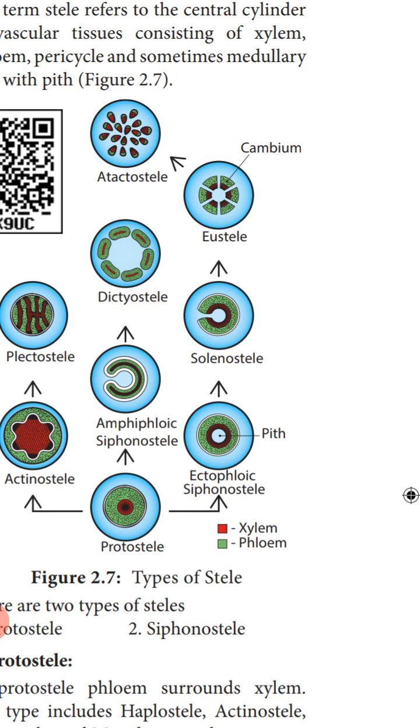Then you can see the Actinosteel. In the Actinosteel you can find numerous vascular bundles, and these vascular bundles are scattered in the ground tissue, that is, in the cortex region, the parenchymatous tissue. Then it is called Actinosteel. This Actinosteel is a characteristic feature of the monocot stem, whereas Eusteel is a characteristic feature of the dicot stem.